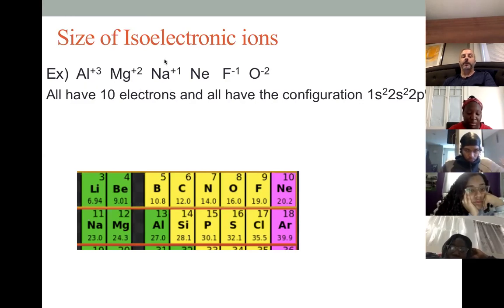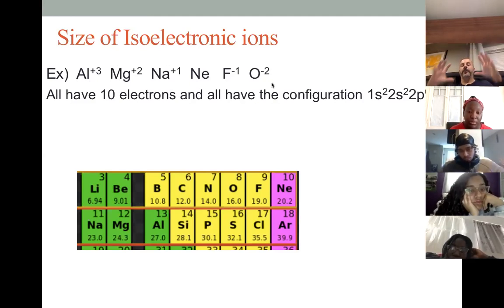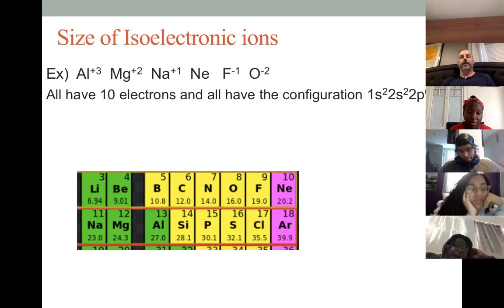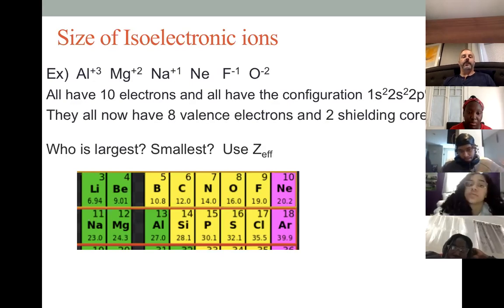So Al is smallest. Mg is a little bit bigger. Na is a little bit bigger. Neon's a little bit bigger. And then who's the biggest out of these two? O-2. O-2, yeah. It gained 2 electrons, and that allows it to drift out a little bit. And so that's a common multiple choice question on AP.